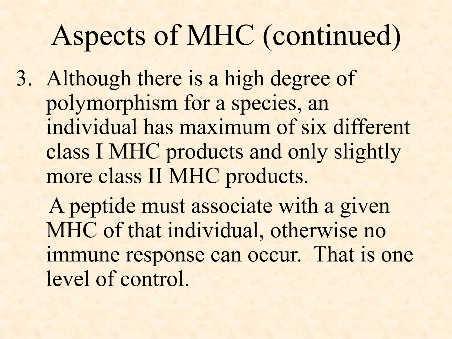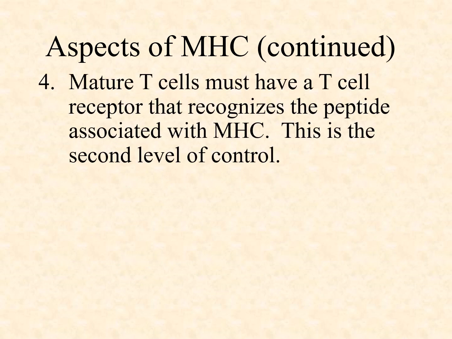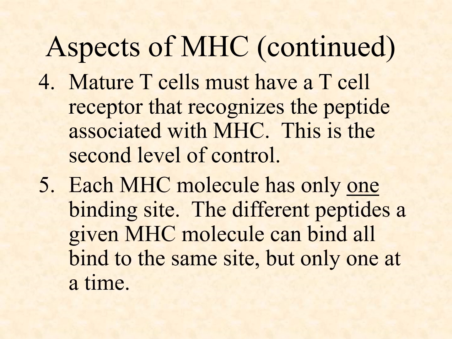That is one level of control. Mature T cells must have a T cell receptor that recognizes the peptide associated with MHC. This is the second level of control. Each MHC molecule has only one binding site. Different peptides can bind to the same site of a given MHC molecule, but only one at a time.